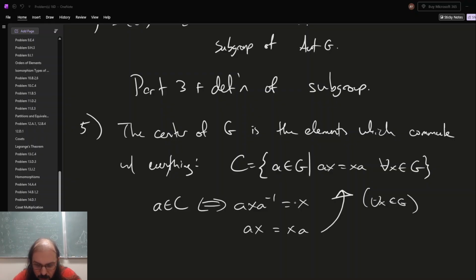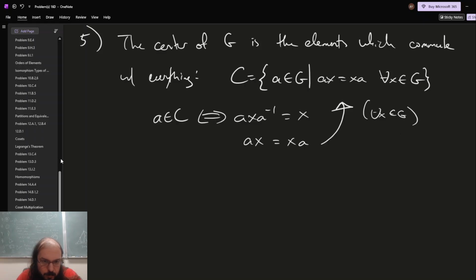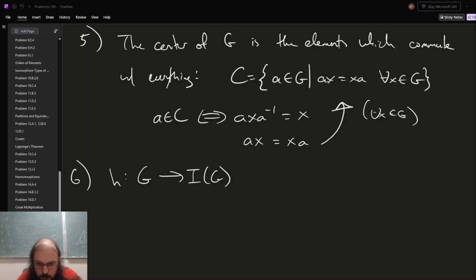All right, we're almost done. Part 6, we have a function h, not from C, from G to I of G, which takes h of A equals phi A, essentially. That's what he writes. Prove that H is a homomorphism.